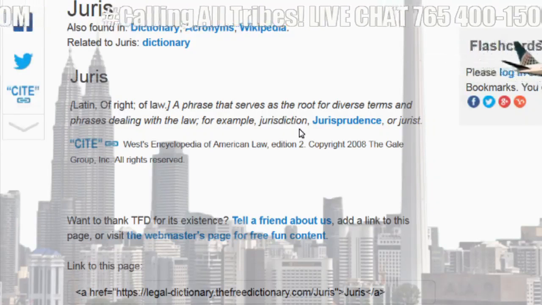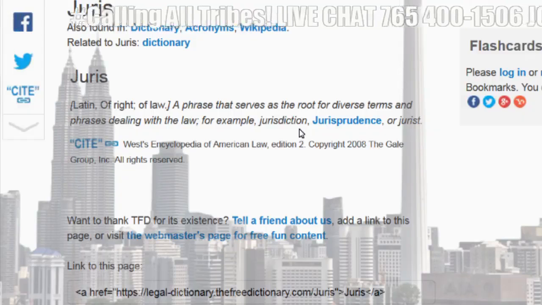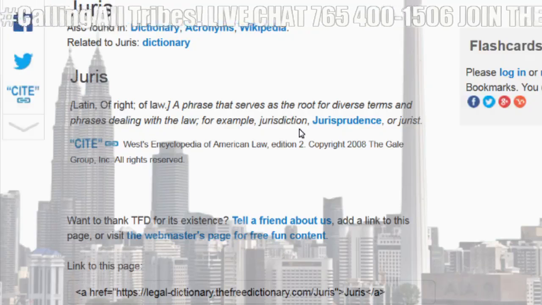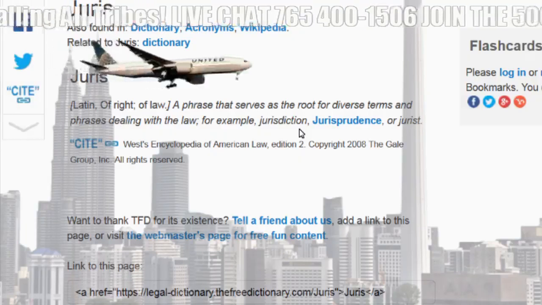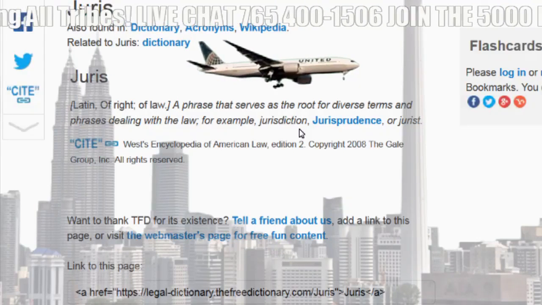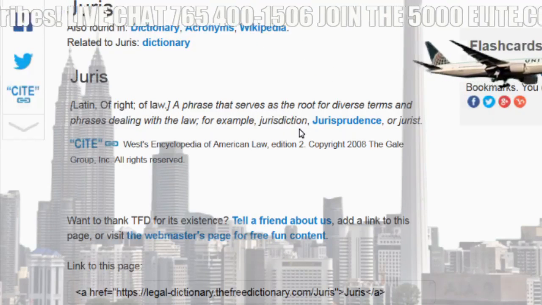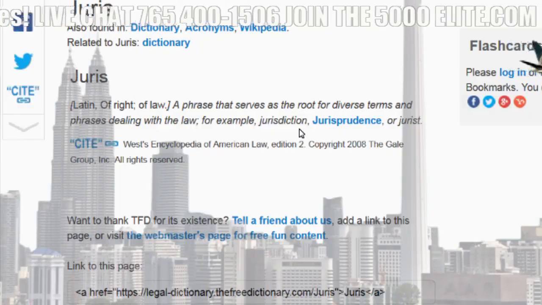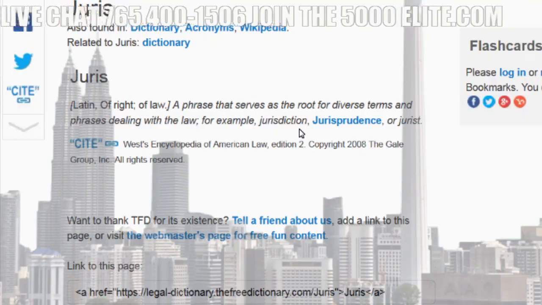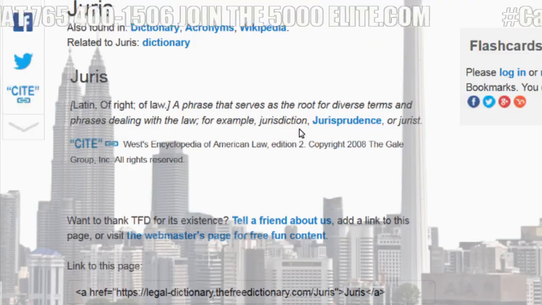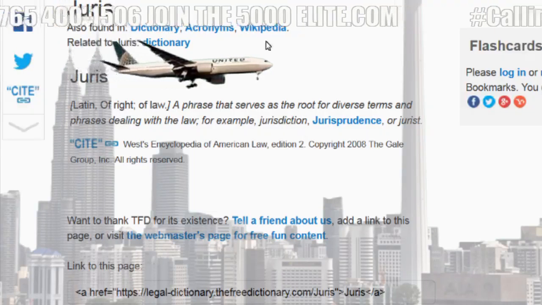So now you got jurisdiction. Which language you speak brings on the jurisprudence, or the law of that language, or makes you a jurist in that language. Are we clear? According to West's Encyclopedia of American Law, edition 2, copyright 2008, the Gale Group, all rights reserved. That's the site. Can y'all dig it?